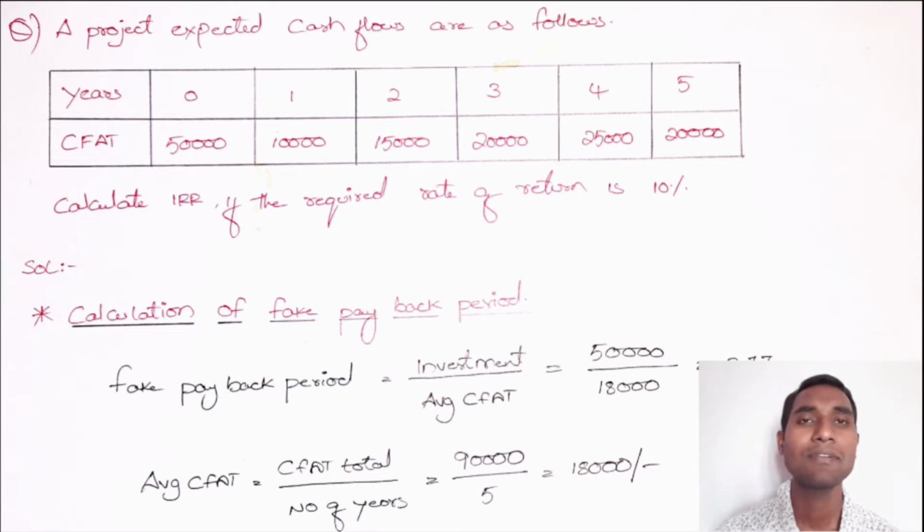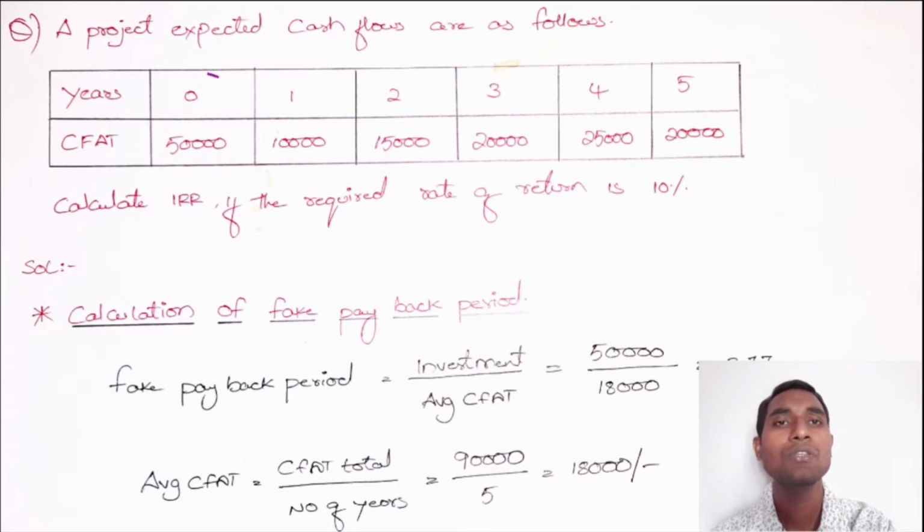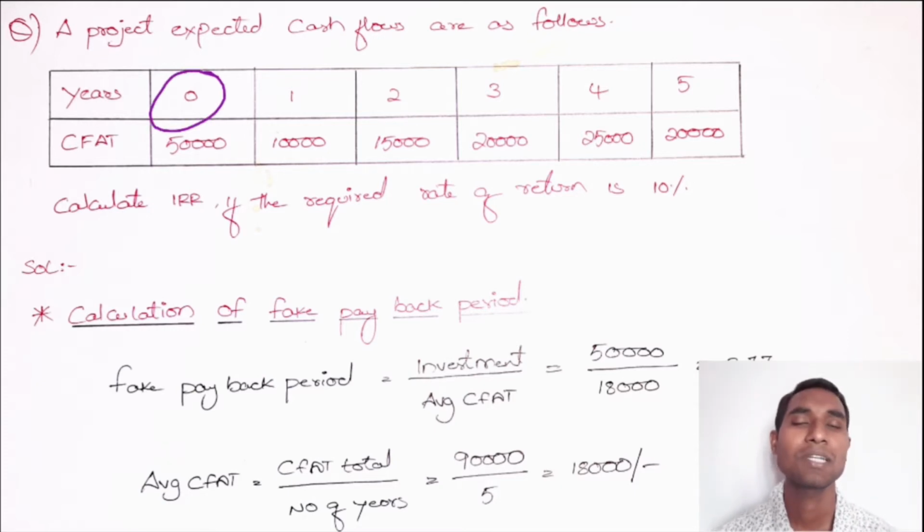Now we have a question here. Let us go through the question first. A project's expected cash flows are as follows. Years are given and CFAT is given. The length of the project is 5 years and cash flows are given. See, in the years row, you can see 0. By 0 we mean that it is investment, because it is cash outflow, and the rest, 1st to 5th year, is cash inflow.